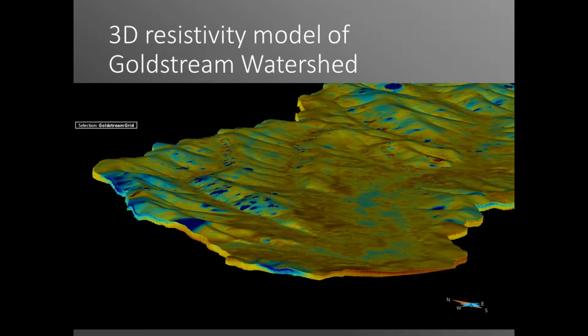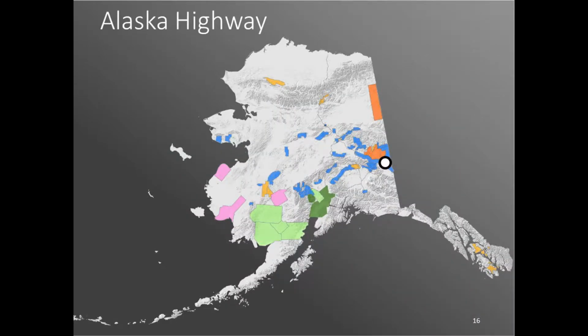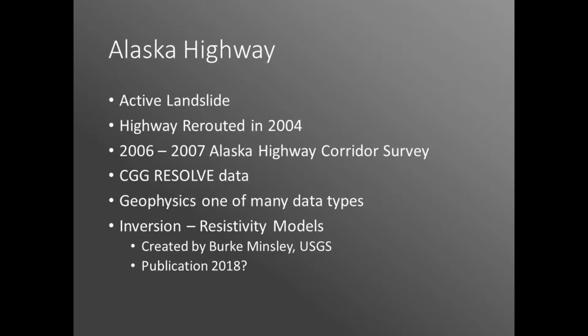Okay, so where was that? Yeah, so now I'm just going to show another example, and this is another one of our data. It's not as nice. It's 400-meter line spacing. This was done in 2006. This is an example along the Alaska Highway. So this actually came to me from USGS. It's our data. They worked on it.